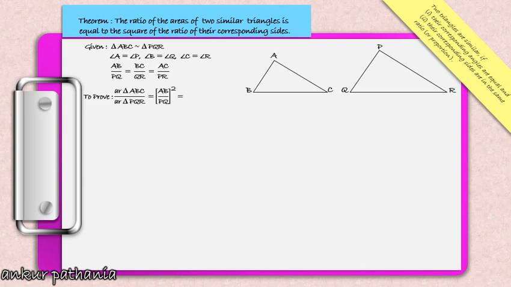We have to prove that area of triangle ABC upon area of triangle PQR is equal to the square of the ratio of their corresponding sides. That is, AB upon PQ whole square, BC upon QR whole square, or AC upon PR whole square. So we will be taking one pair of corresponding sides to prove this theorem.